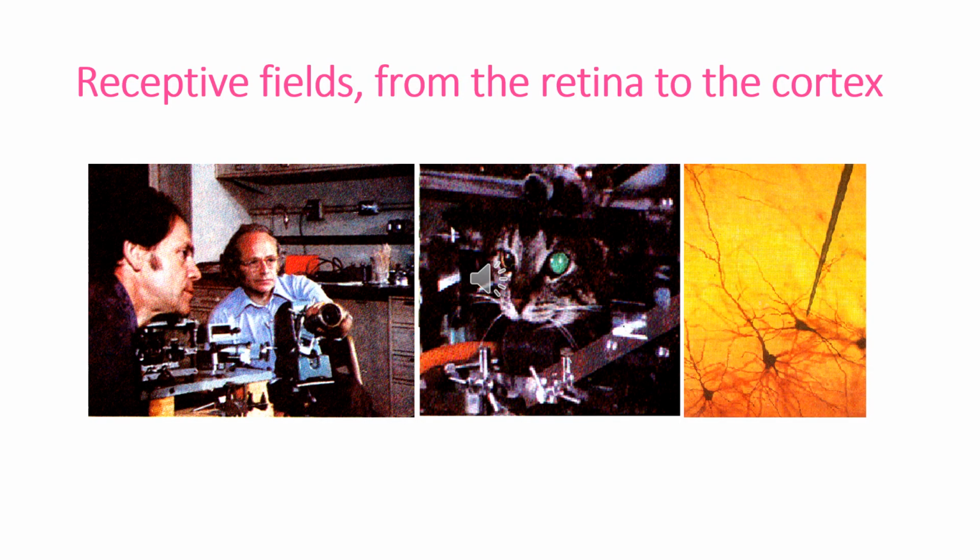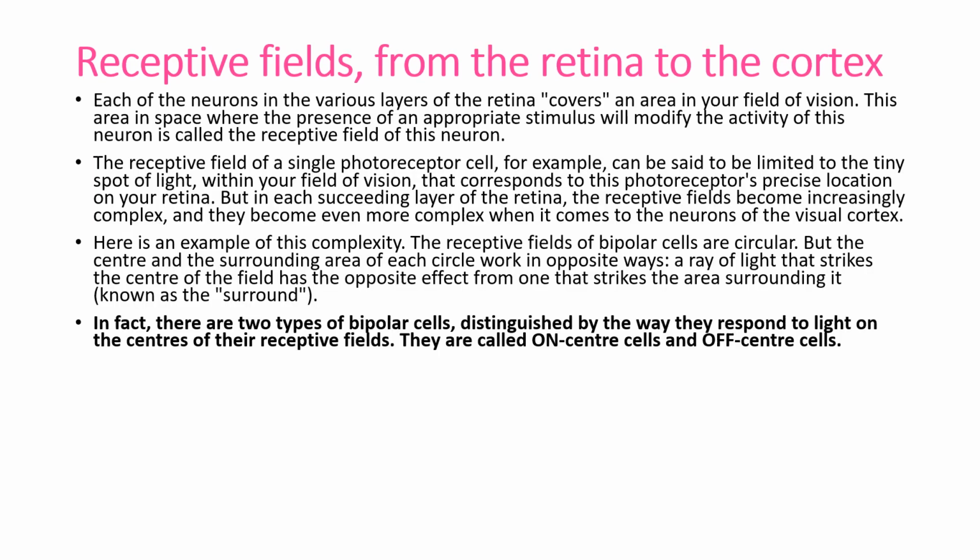The Hubel and Wiesel experiments greatly expanded the scientific knowledge of sensory processing. In one experiment, done in 1959, they inserted a microelectrode into the primary visual cortex of an anesthetized cat. Each of the neurons in the various layers of the retina covers an area in your field of vision. This area in space where the presence of an appropriate stimulus will modify the activity of this neuron is called the receptive field of this neuron.